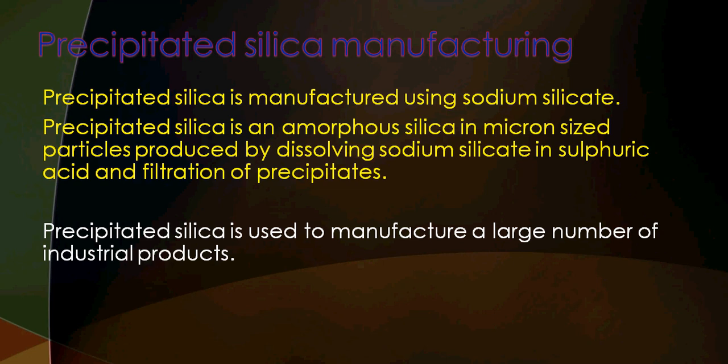Particles are produced by dissolving sodium silicate in sulfuric acid and filtration of the precipitates. Precipitated silica is used to manufacture a large number of industrial products.